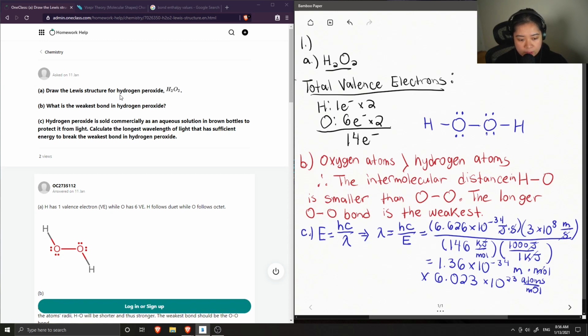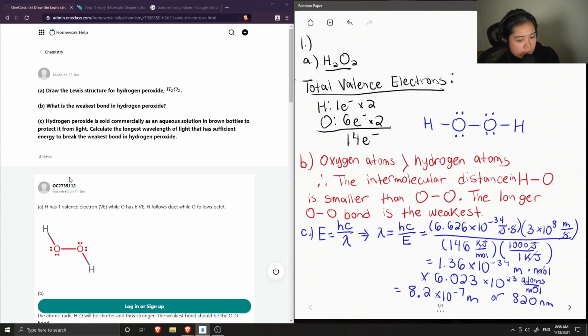And now our units for moles will cancel out. And then we have our answer in meters, which is 8.2 times 10 to the negative 7 meters. And if we converted this to nanometers, then it would be the same as 820 nanometers. Okay, so let's see what the junior tutor said.